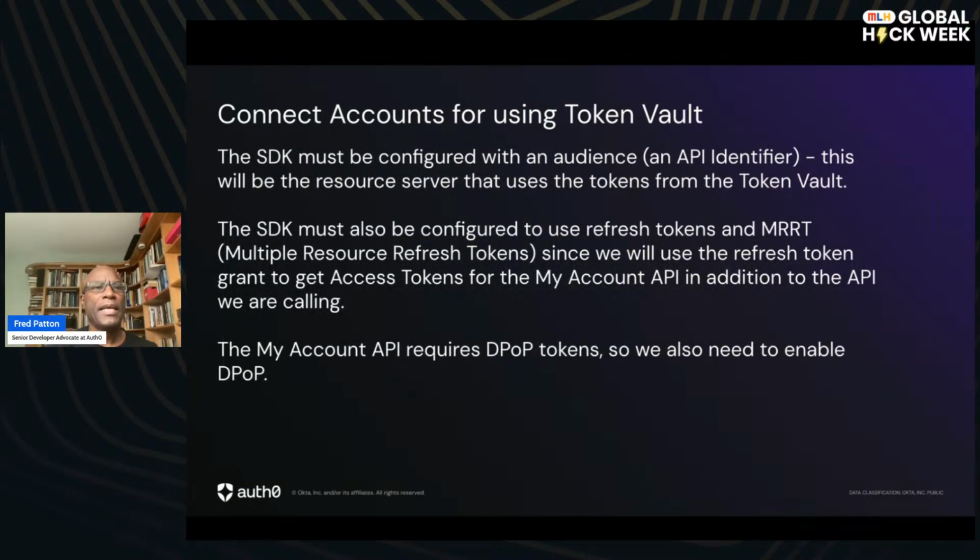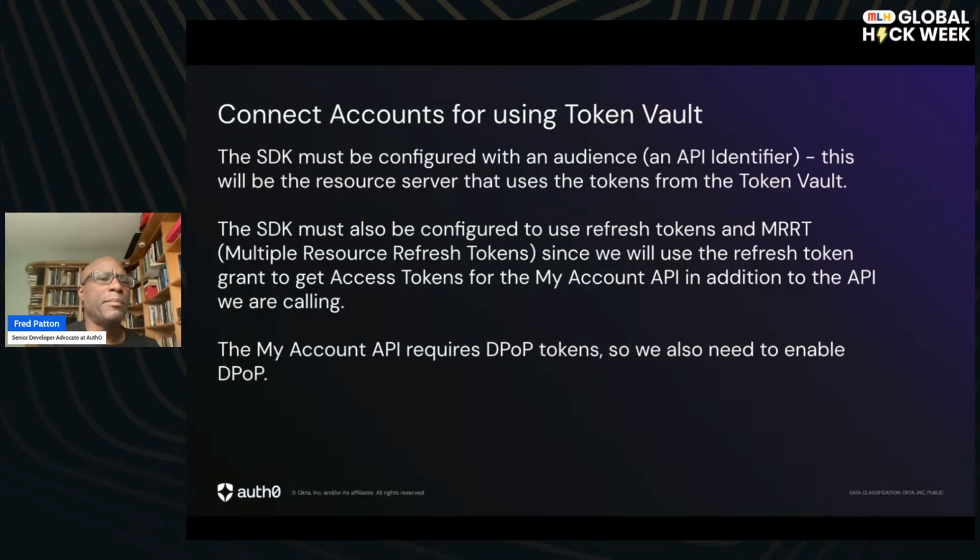And we're going to look at some of that code here, where we're going to protect them with DPoP for that, basically, added security. So we're going to have to configure an audience, basically which APIs are going to be valid, and we'll need to configure it to use refresh tokens, even multiple resource refresh tokens, since we're going to use it to grant access tokens. This is an Auth0 thing, but every platform basically needs its own way to do that.